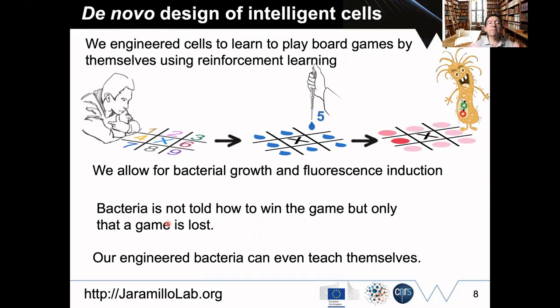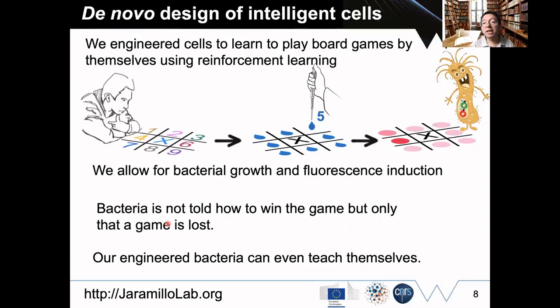Can we make bacteria a little bit more intelligent? How intelligent? Imagine that we can make bacteria able to play board games. So that's exactly what we have done. We are engineering Escherichia coli, a commensal bacteria we have in our body, to be able to learn by themselves to play tricks.